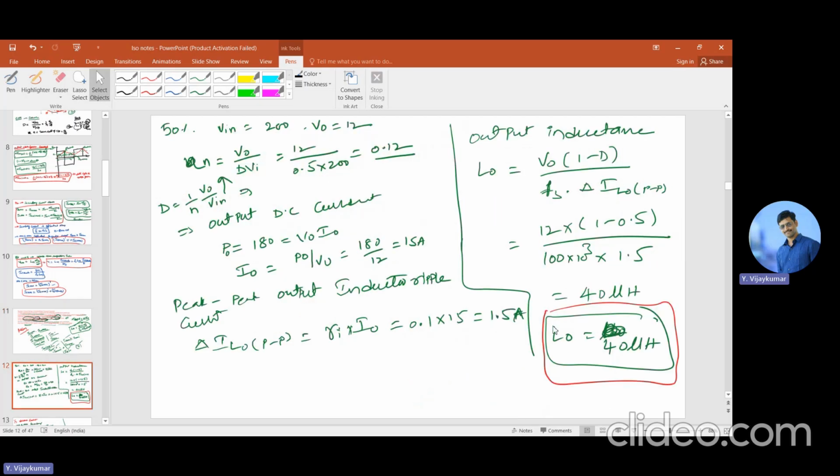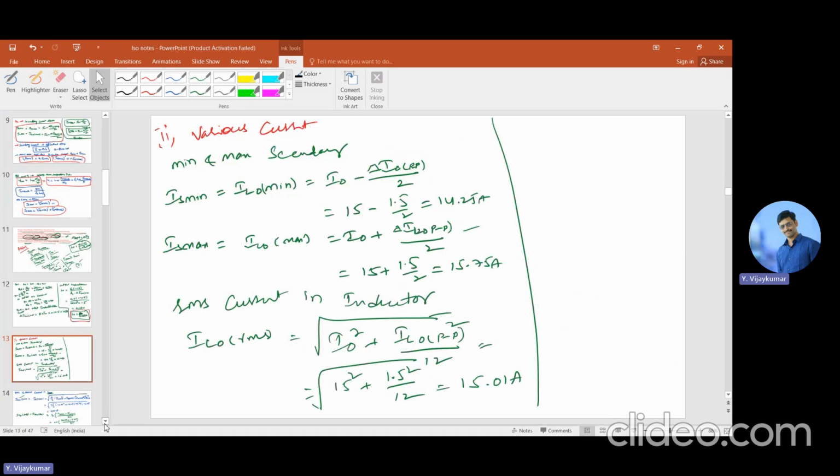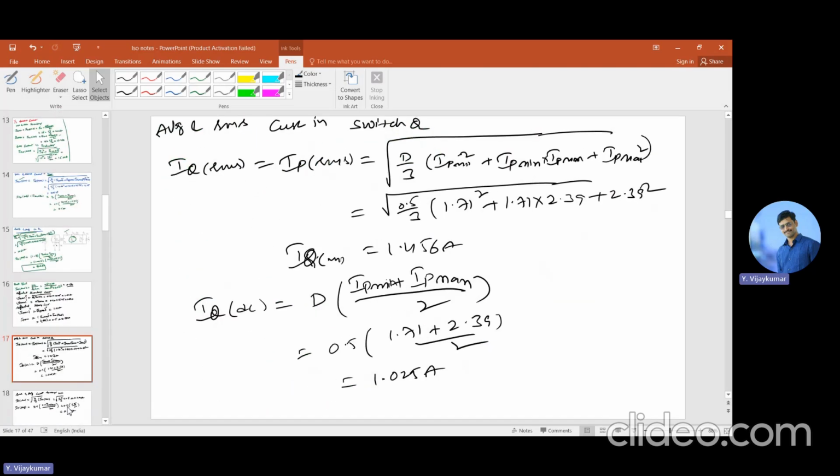Okay, so the output inductor current is this much, 40 microhenries. We got it, and then we have also found the various currents. So this is the answer for that. Similarly, in this one we had only discussed the various currents.